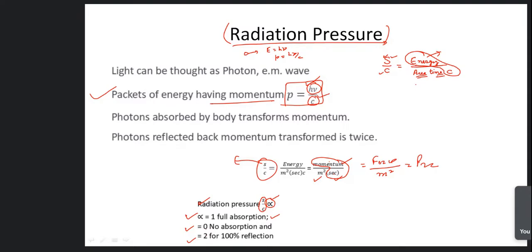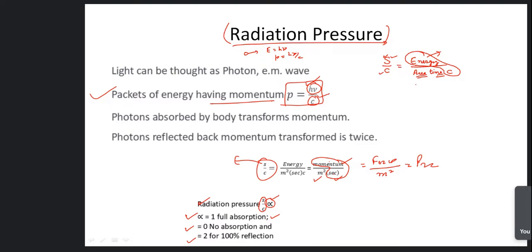And if alpha is 0, no absorption, and there is no radiation pressure. Why? Because alpha 0 means there is no absorption, or you can say that light propagates or travels through the material medium without any change in momentum. So no momentum is transferred from the body to the material medium. In that case, that is called no absorption, alpha is 0, and then radiation pressure is also 0.